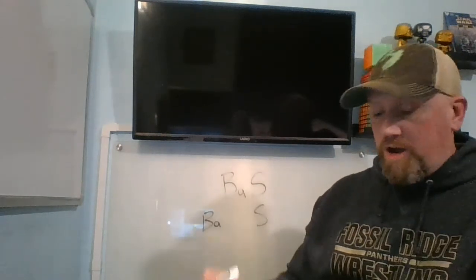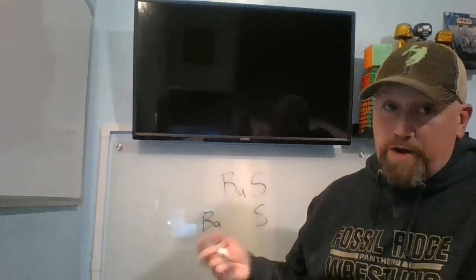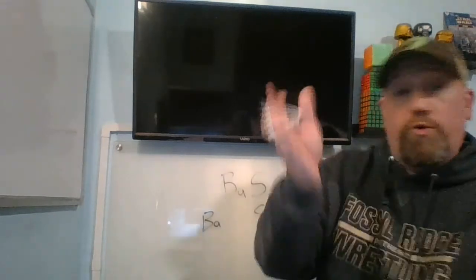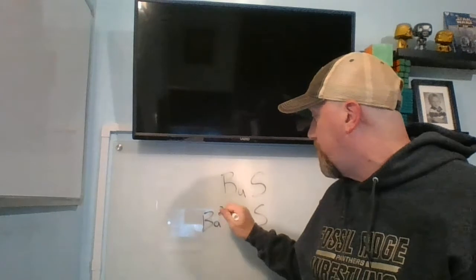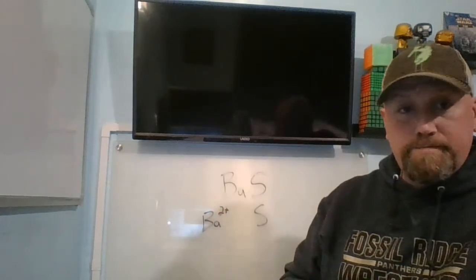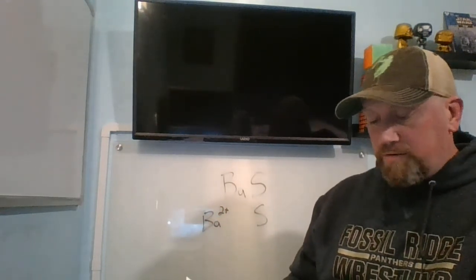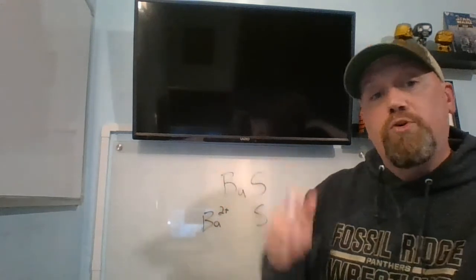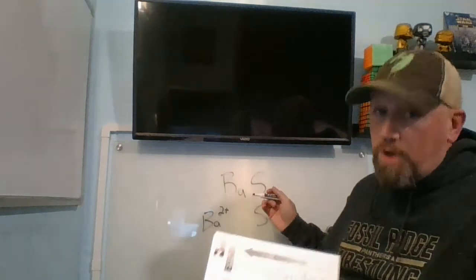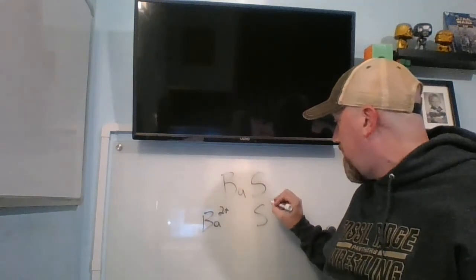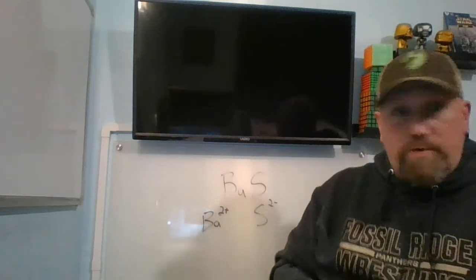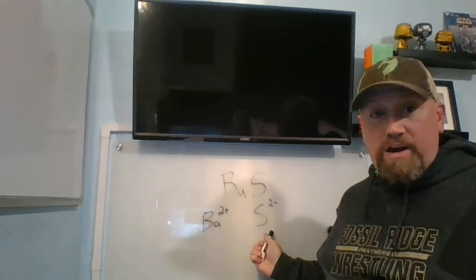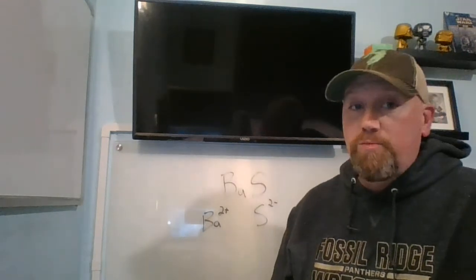When we look at the periodic table, we see that barium is in group 2. Group 2 elements form ions with a 2+ charge. Sulfur is in group 16. As we talked about before, group 16 elements form ions with a charge of 2-. So we have our ions, a cation and an anion. Now let's see if they're soluble in water.